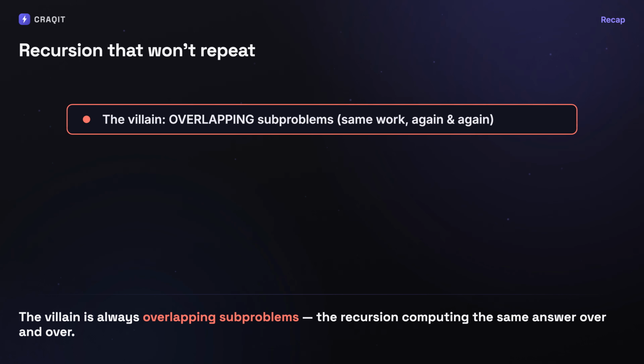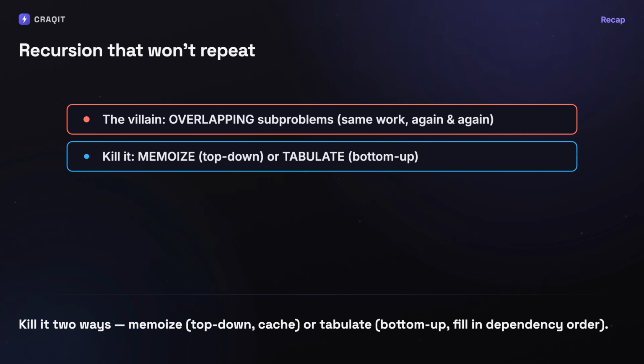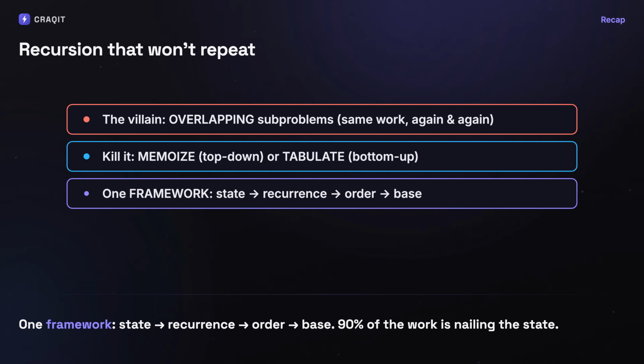So, dynamic programming is not hard. It's recursion that refuses to repeat itself. The villain is always the same: overlapping subproblems, the recursion computing the same answer over and over. You kill it 2 ways: memoization, top-down, cache as you recurse, or tabulation, bottom-up, fill a table in dependency order. You solve any DP problem with 1 4-step framework.